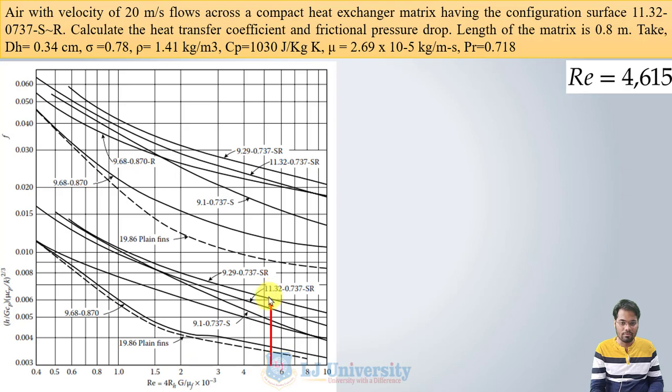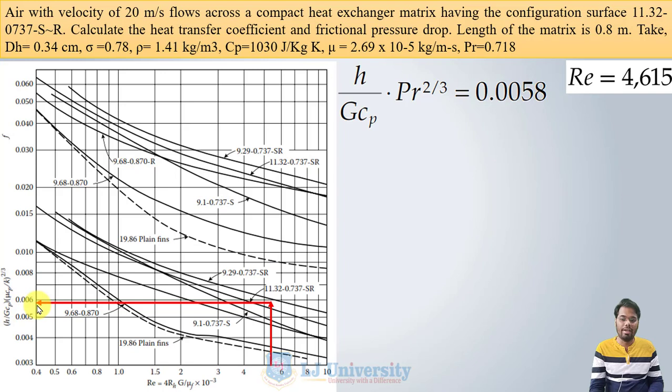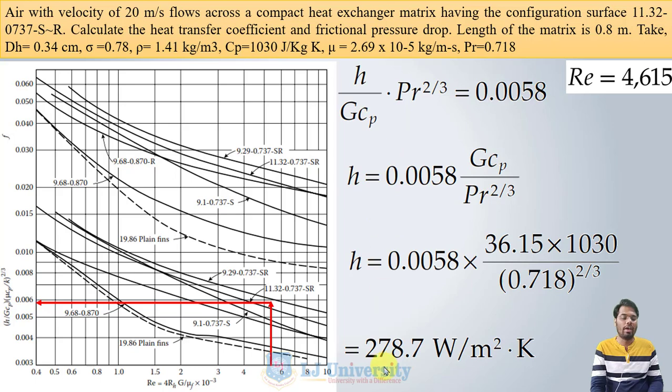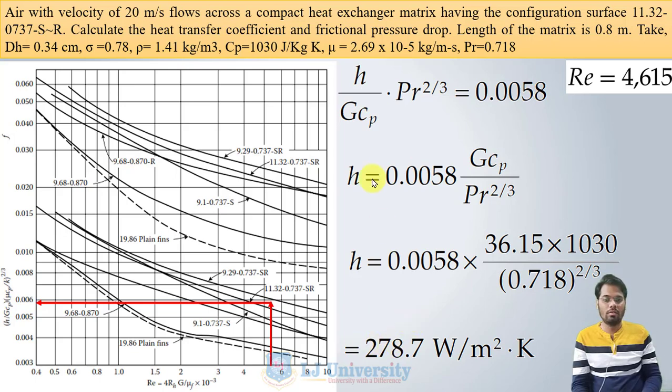We have to intersect this line for our particular configuration, so for 11.32, if we draw a straight line here, we will get the value of this relation, which is 0.00 something 58. So this is the value which we have derived from the graph. Now in this equation we know the value of the Prandtl number, the value of G and Cp. So from this equation we will get the value of h, which is 278.7 watt per meter square Kelvin. This is the value of our heat transfer coefficient.